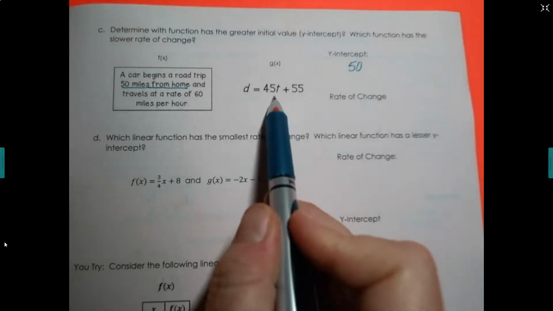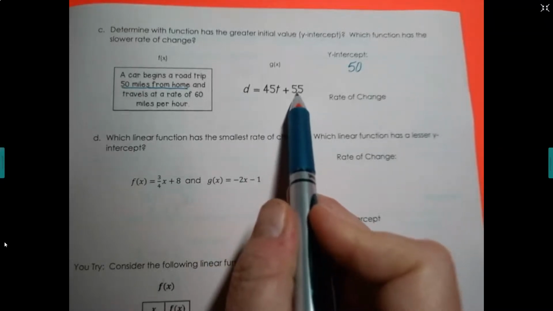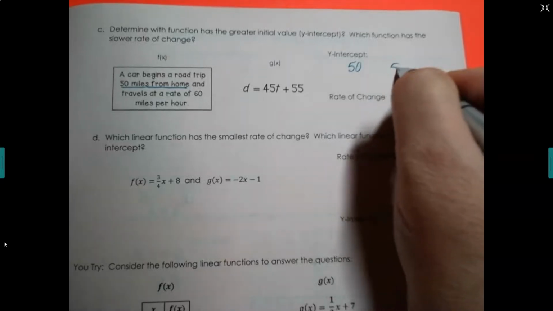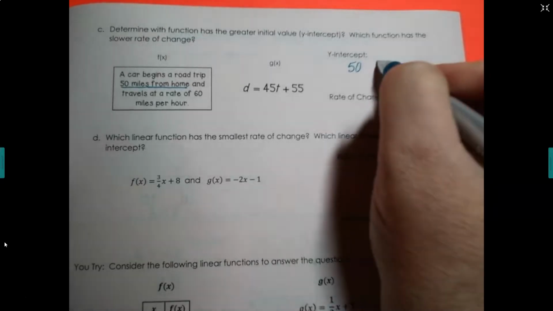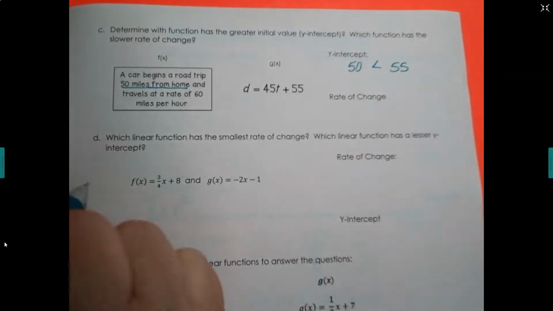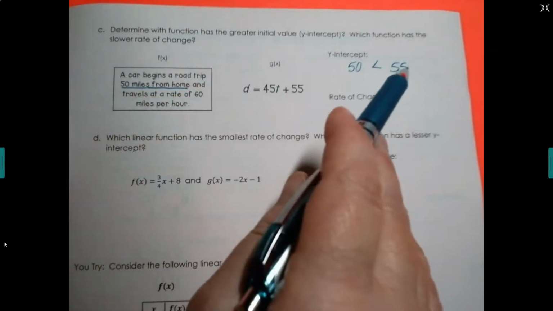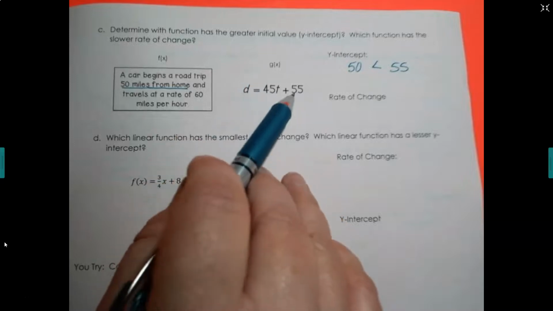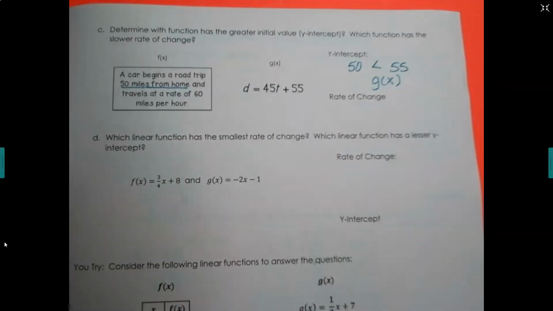This equation, we have mx plus b. B is the y-intercept. That's where you're going to begin. So their beginning point is at 55. 50 is less than 55. What is our question? Our question is, who has a greater initial value? Well, 55 does, and 55 belongs to g of x. So g of x has the greater initial value.